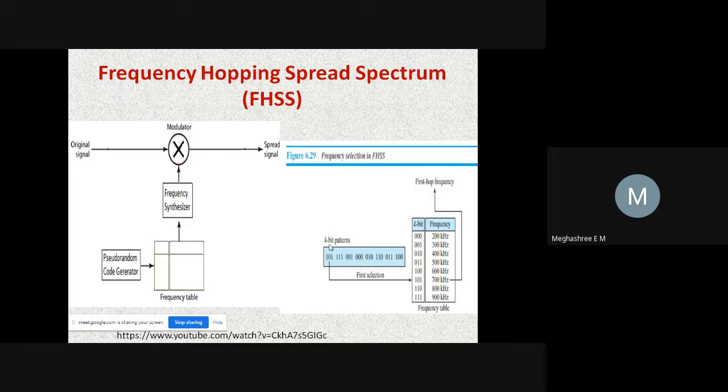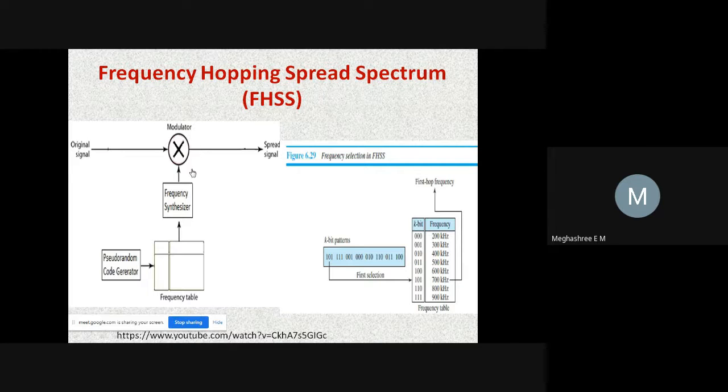Okay, the first bit generated by this code generator is 100, so its respective frequency is 700 kilohertz. So this is the first hop frequency given to this frequency synthesizer. This synthesizer generates the first carrier frequency that is given to the modulator. This original signal modulates that carrier frequency and generates the spread signal. Okay, I hope you understood.